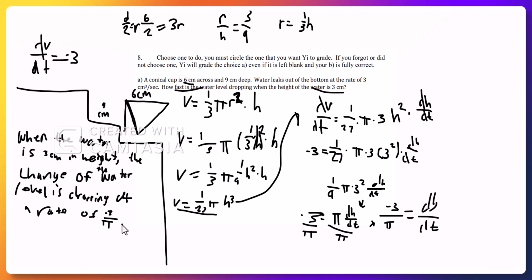So that's how you do this. I believe this is called optimization. No, not optimization, what is it called? These are called related rates.